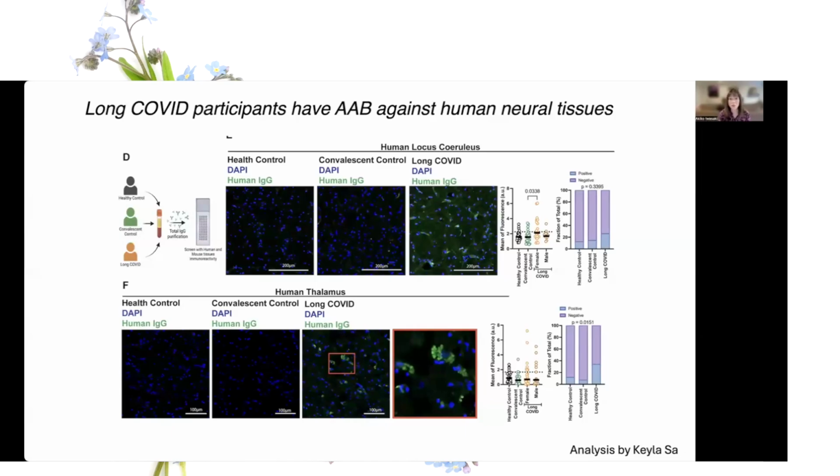versus controls. So here's a human locus coeruleus region that's being stained with IgG isolated only from long COVID patients and not so much from the convalescent controls or the healthy controls. And here you can see that the mean fluorescent intensity is observed in a subset of patients, particularly female patients with long COVID. Also in the human thalamus, we detect this striking staining only from long COVID patients' IgG. And again, it's not everybody, it's just a subset of people who have reactivity to thalamus.